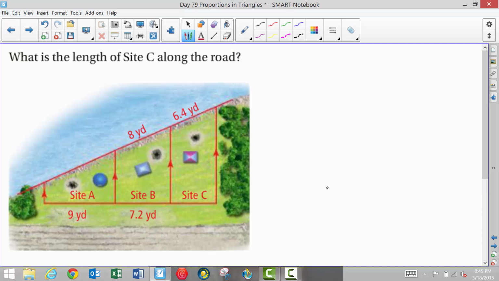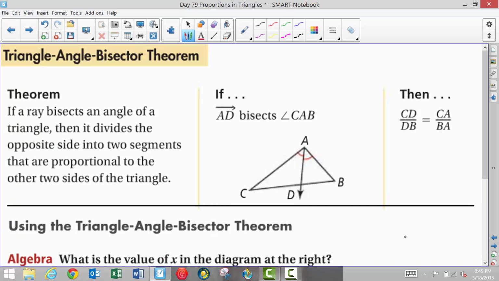I already solved for C in this case. It's on the previous slide. So let's go with the triangle angle bisector theorem. This states if a ray bisects an angle of a triangle, then it divides the opposite side into two segments that are proportional to the other two sides of the triangle. So if you have an angle bisector indicated by the angle arcs, then you have this proportion. You're going to have x, y, z, q. I know that x over y will be proportional to z over q.